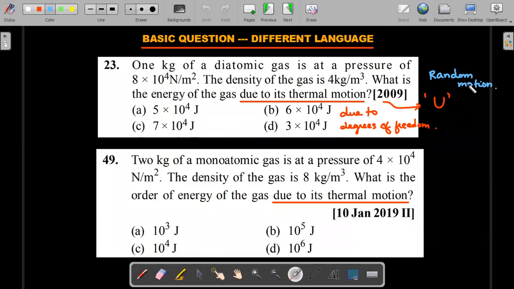The thermal motion means random motion. That means the total energy that he's talking about. Okay, right. I just wanted to check whether I made a mistake there also. That's why I tried to go back. Okay, so I hope things are clarified in both the problems.